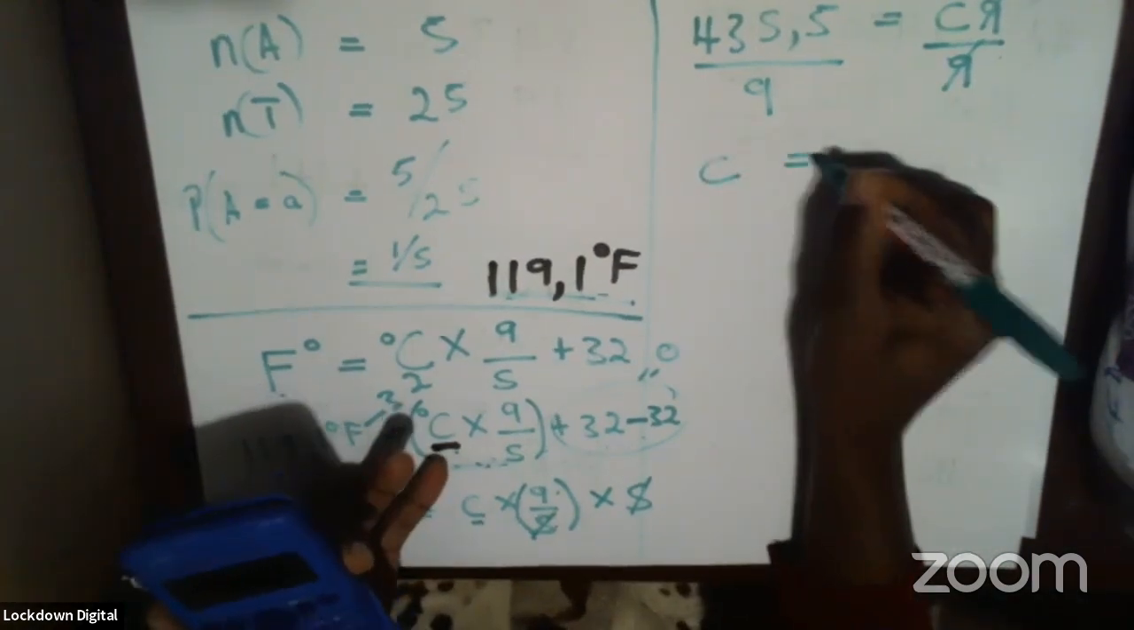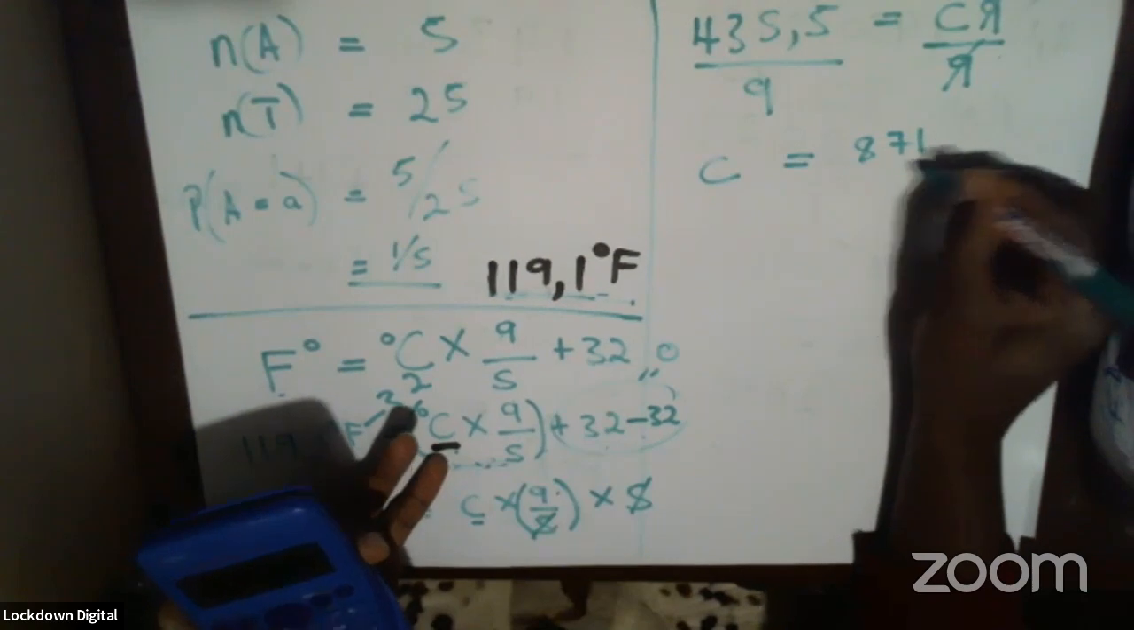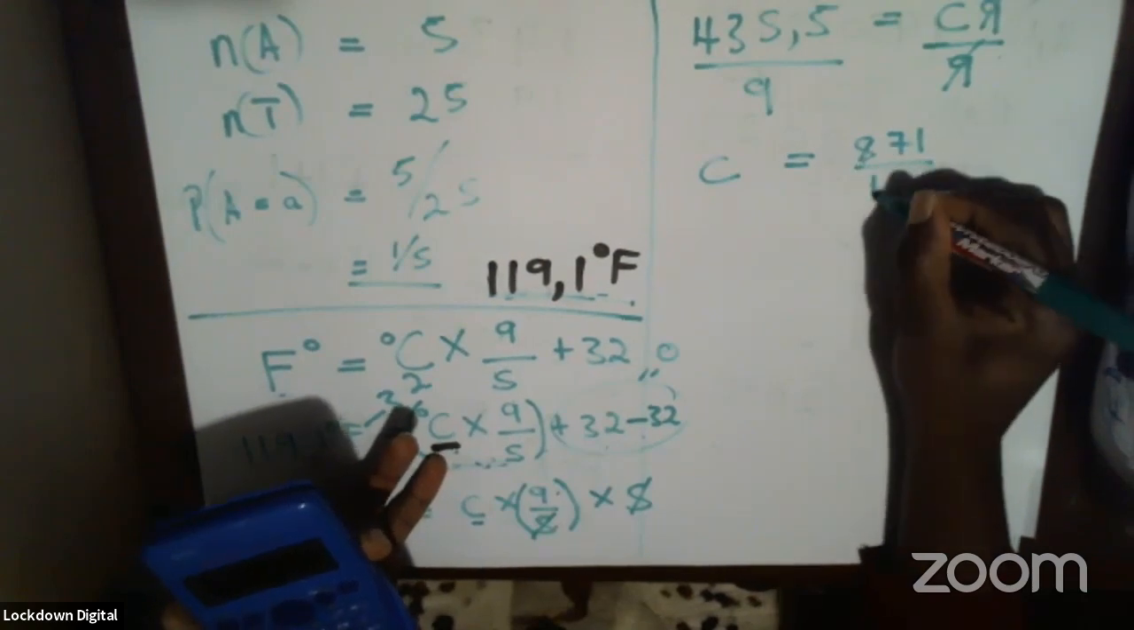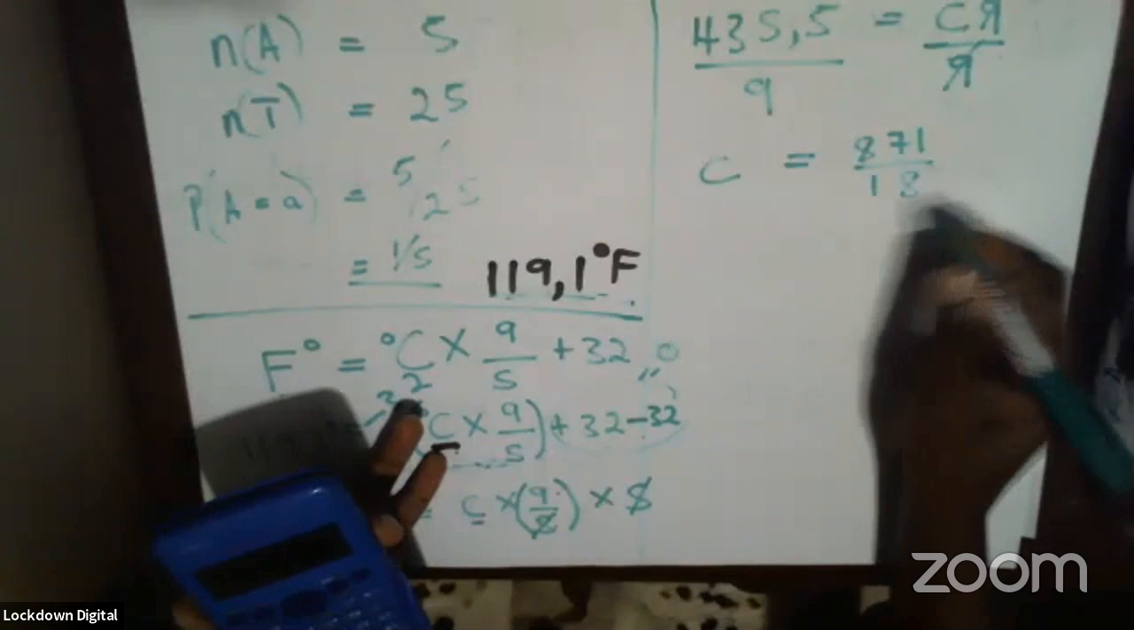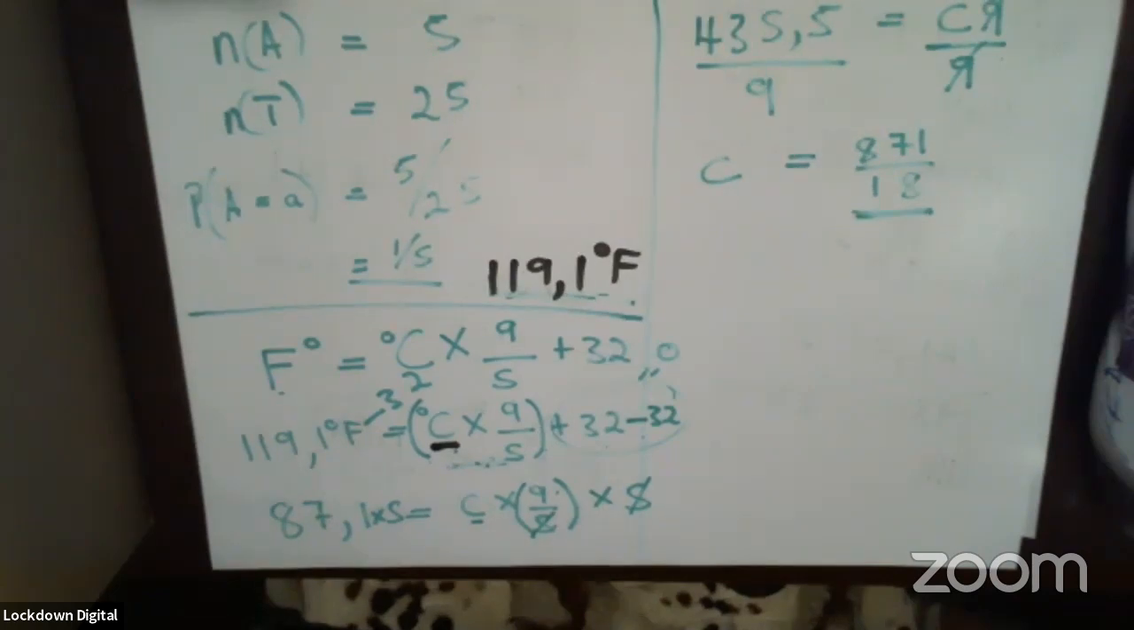C being equal to 871 over 18. I always advise you guys to leave it in that form. If you cannot, you round it off, but I would prefer you leave it in that form. Okay, guys, so this is what I had for you today.